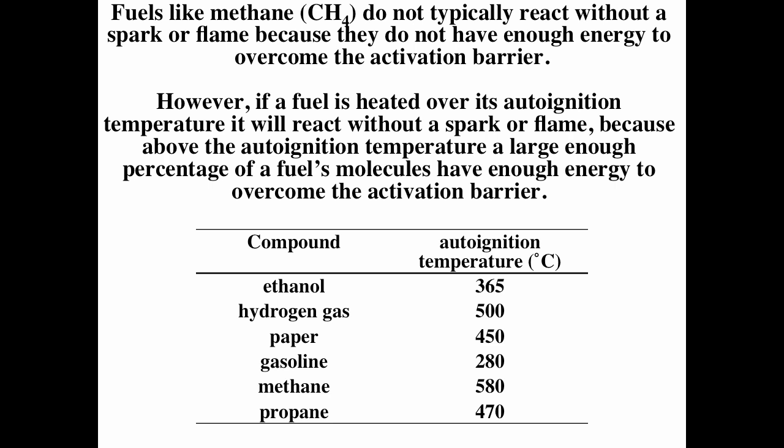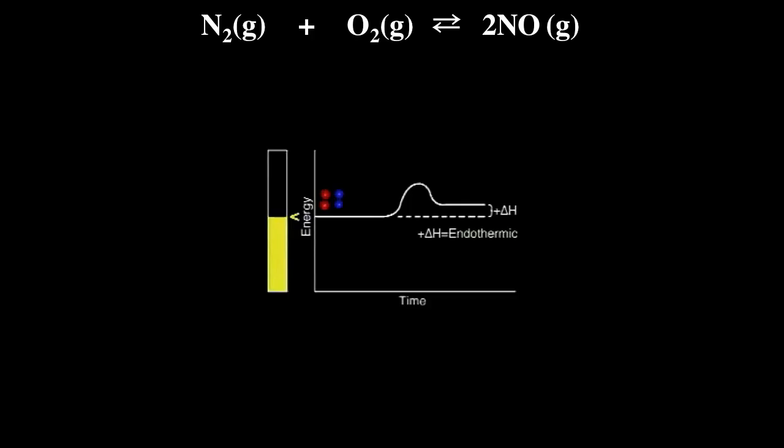For gasoline, that autoignition temperature is actually 280 degrees Celsius. And so if you have gasoline at that temperature, the reaction is going to be very fast without any spark whatsoever. And so in the methane, we saw an exothermic reaction that had an activation barrier. Endothermic reactions also have an activation barrier.